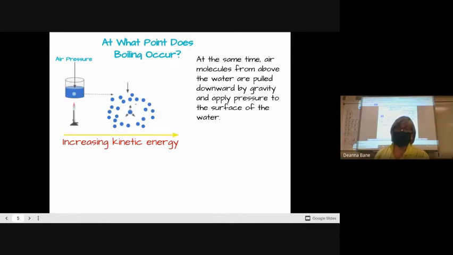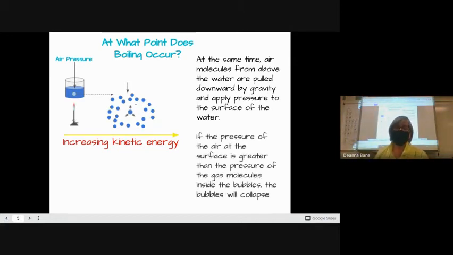And so right at first, the few gas particles, or water molecules, that are able to escape into the gas phase end up not forming bubbles because the air pressure pushing down on the surface causes them to collapse. So if the air pressure at the surface is greater than the pressure being created inside the bubble, then the bubble's going to collapse.